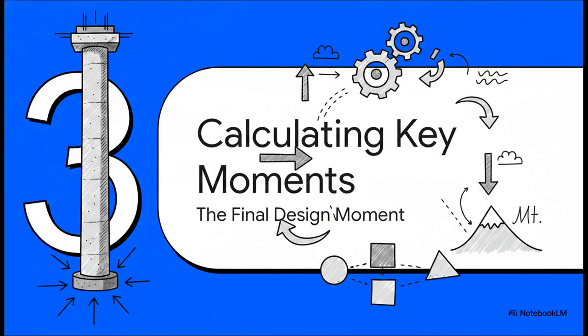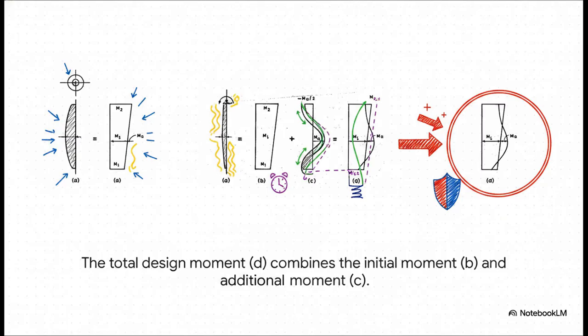Okay, with that background, let's get into the fun part, the numbers. We're going to break down the different moments that we have to combine to get our final design moment. It's not just one thing. It's a recipe of different effects. This visual is awesome because it just lays it all out. Diagram B is your initial moment, the one you get from your regular structural analysis. Diagram C, that's the sneaky one, the extra moment caused by the P delta effect. And our final design moment in D is just adding those two together. Simple as that.